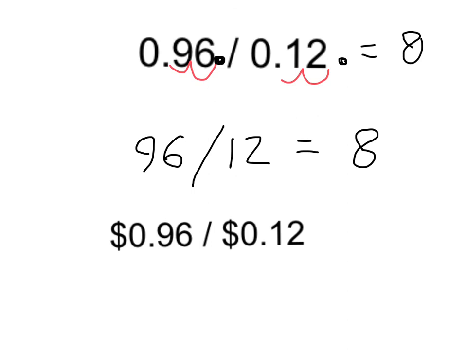So if I have 96 pennies, and I divide my pennies into groups of 12 pennies in each group, how many groups am I going to have? It should be 8 groups, and if you don't believe me, go find your parents' jar of pennies and try it out.